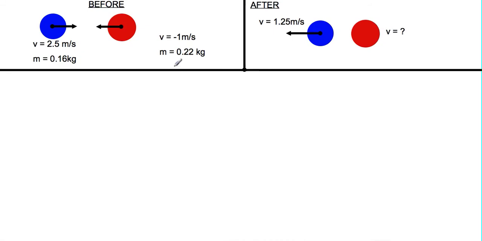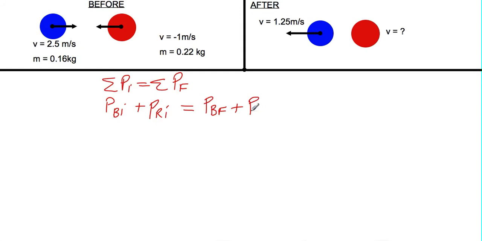That's what the conservation of momentum formula does for us. So we're going to start with that: the total momentum initially is going to equal the total momentum at the end. I'm going to say the momentum of the blue ball, P_BI, plus P_RI, is equal to P_BF plus the momentum P_RF. Now we have to be careful.